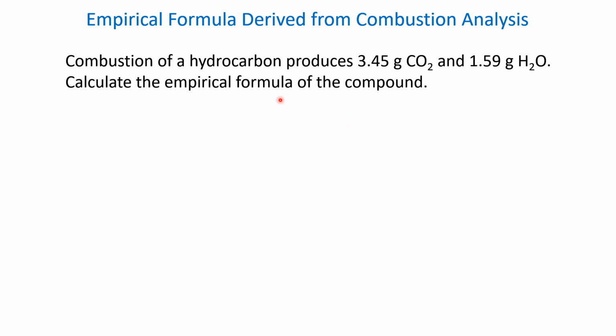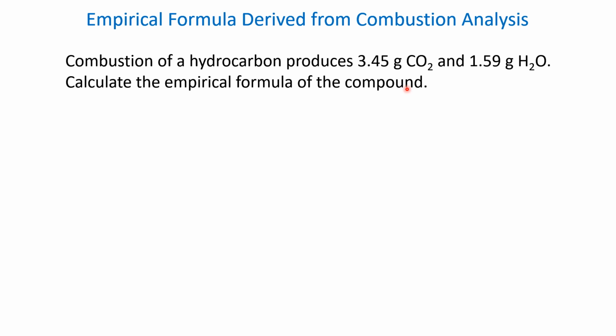We can also calculate the empirical formula from combustion analysis. For example, combustion of a hydrocarbon. When you see that, it means this compound only consists of hydrogen and carbon, no other element. The combustion will produce 3.45 grams of carbon dioxide and 1.59 grams of water. That will be analyzed when you do the combustion analysis. And then calculate the empirical formula of the compound.